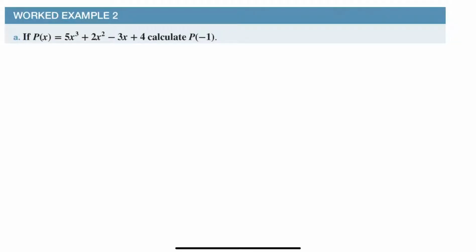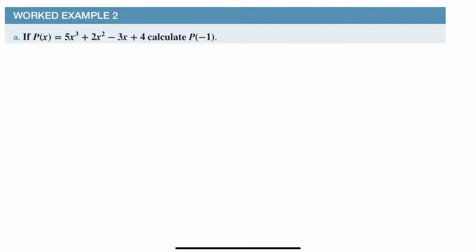We're looking at just some revision on the polynomial notation. What we read in this case is the polynomial p with the variable of x equals 5x cubed plus 2x squared minus 3x plus 4. And they ask us to calculate what will be the value of this polynomial when x equals -1.